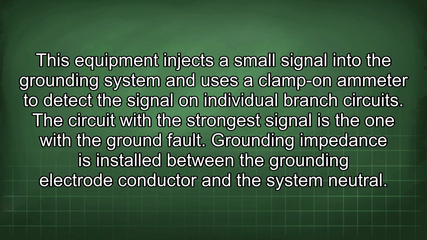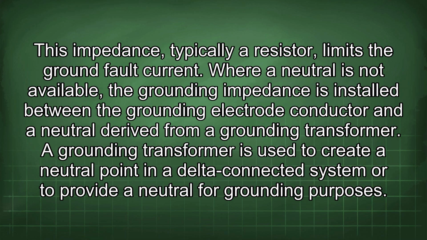Grounding impedance is installed between the grounding electrode conductor and the system neutral. This impedance, typically a resistor, limits the ground fault current. Where a neutral is not available, the grounding impedance is installed between the grounding electrode conductor and a neutral derived from a grounding transformer. A grounding transformer is used to create a neutral point in a delta-connected system or to provide a neutral for grounding purposes.